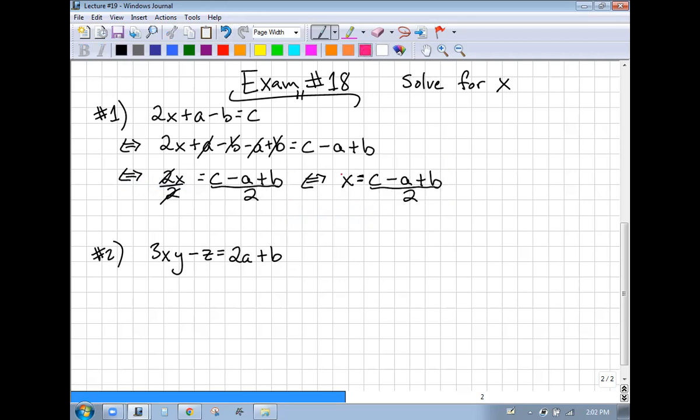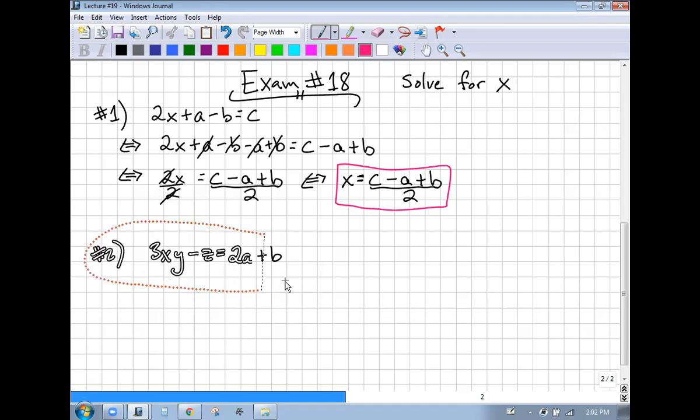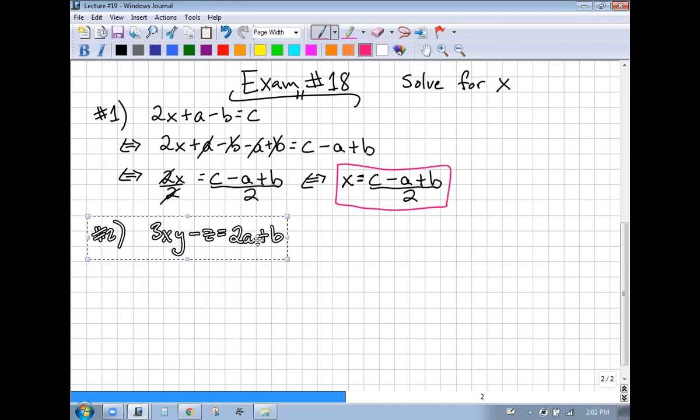And then we'll put the red box around our answer to make it easy to grade, right? So any questions about number 1? Okay, number 2.